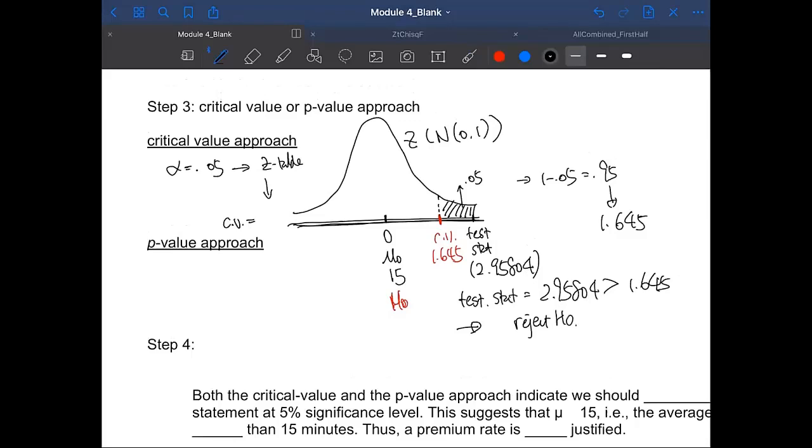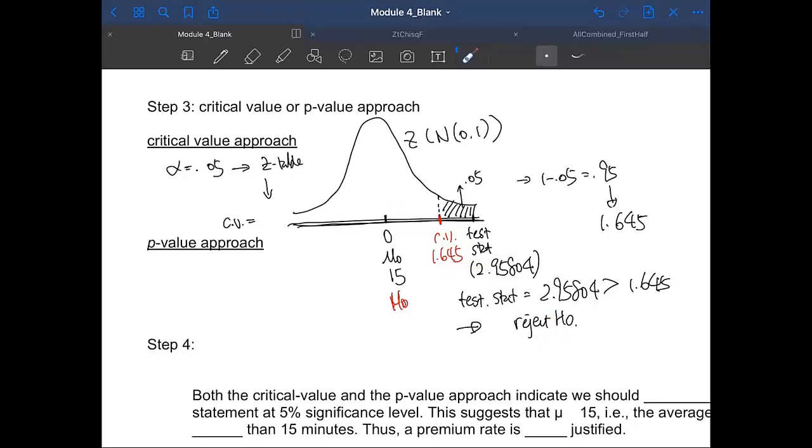Unless you are fairly close to the mu, you don't have to be right here. This is the key. You don't have to be equal to 15. As long as you are fairly close to it, you will not reject the null. You are only going to reject if it's further away compared to the critical value. And that's exactly what we have here. We have almost 3, which is higher than 1.645. So you're going to reject the null, right?